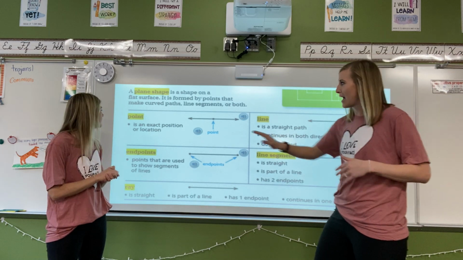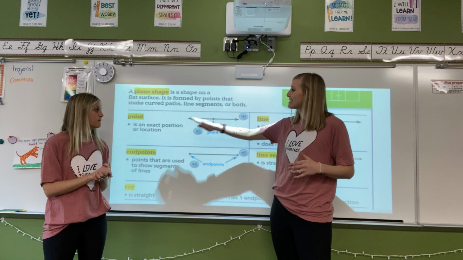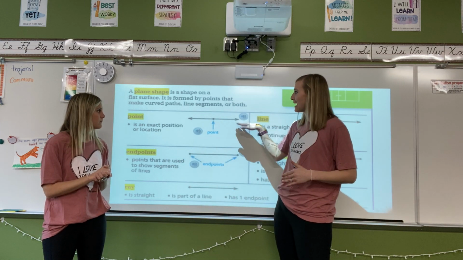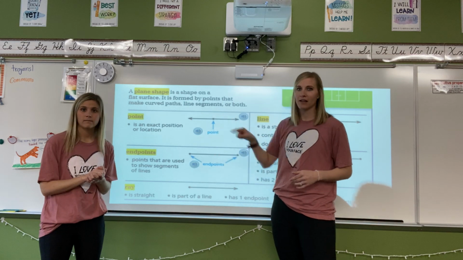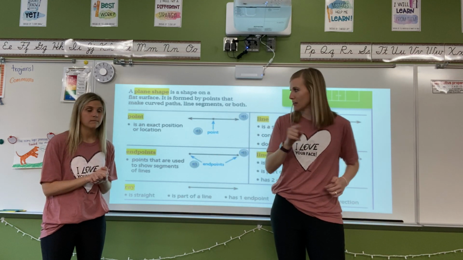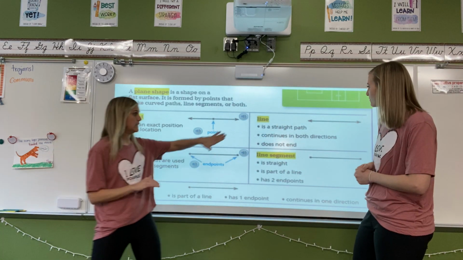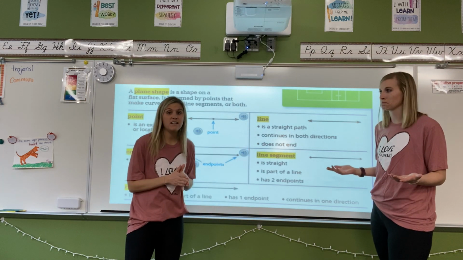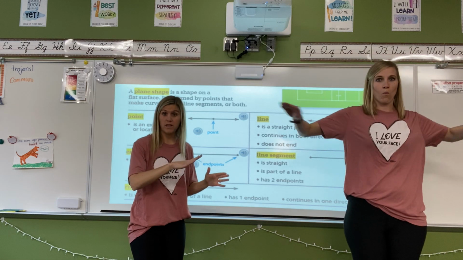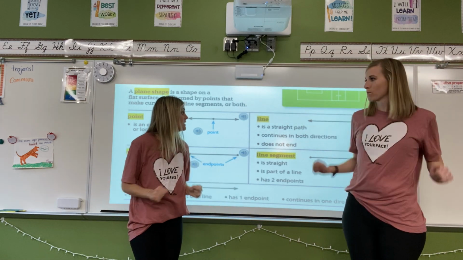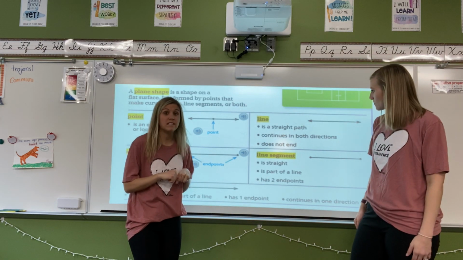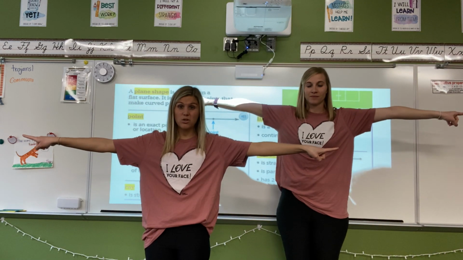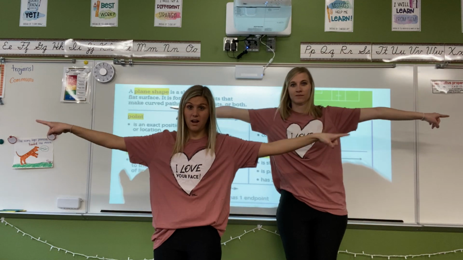The first one that we have is point. It is the exact position or location. So here we have a line and there's a point in the exact location. Our next word is line, and I'm sure a lot of you have heard or drawn lines before. A line is a straight path. It's not curvy, it's straight. And it continues on in both directions. It does not end. So a lot of times I like to show a line pointing in both directions, showing that it's going to go on and on and on.